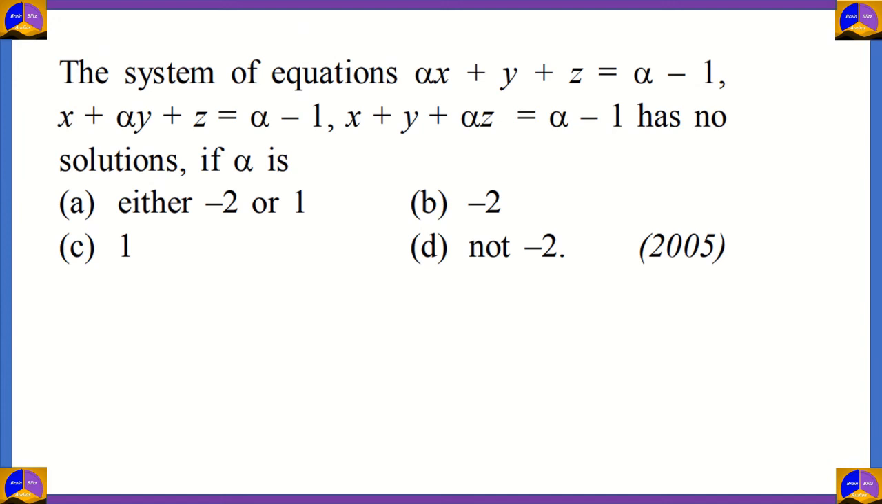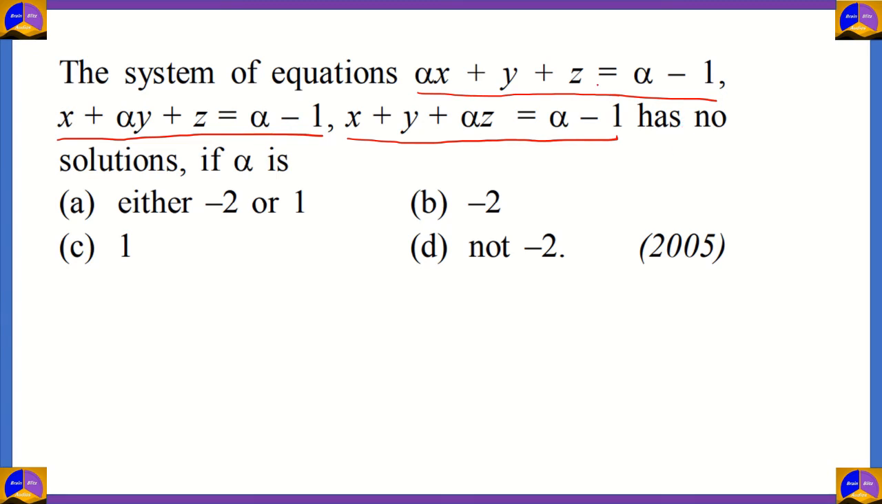Now we have the final question of this episode. It says the system of equations alpha x plus y plus z equals alpha minus 1, x plus alpha y plus z equals alpha minus 1, x plus y plus alpha z equals alpha minus 1. That is, these three equations are a system.